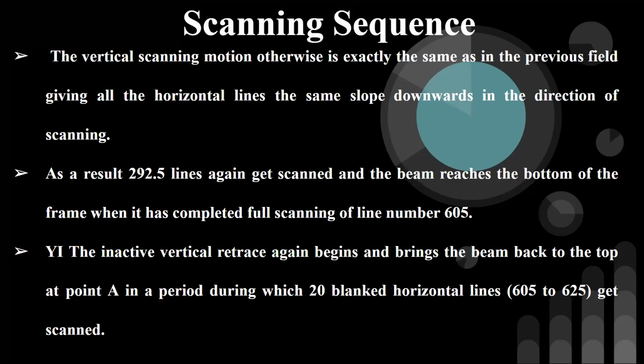In TV broadcasting or TV engineering, both horizontal and vertical scan are very important. Vertical scanning and horizontal scanning have a dual priority for broadcasting the picture from transmitter to receiver. So the vertical scanning motion is exactly the same as in the previous field, giving all the horizontal lines the same.